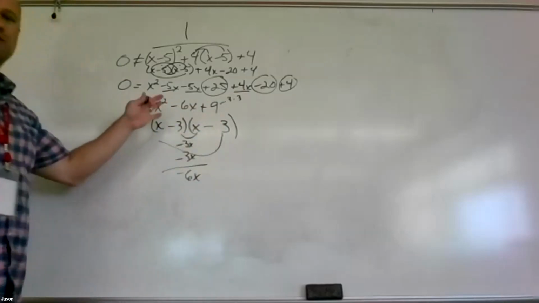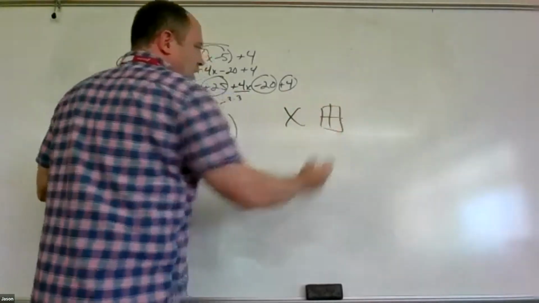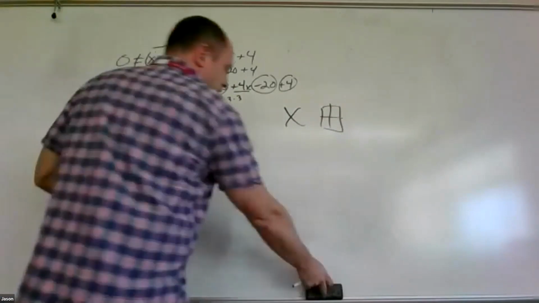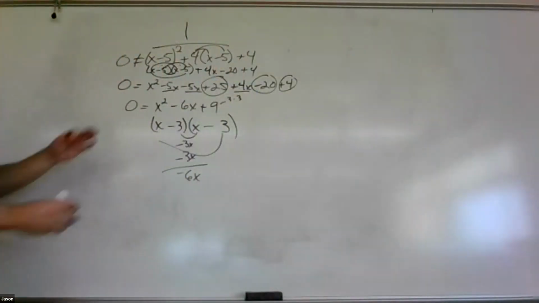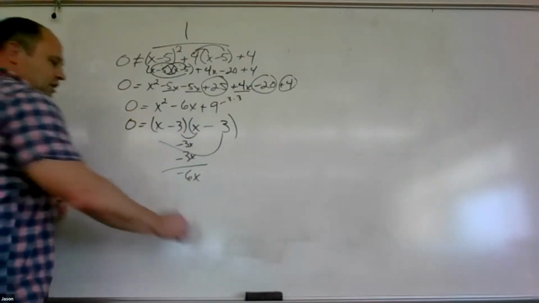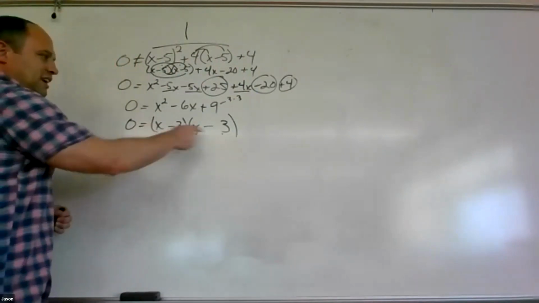However you factor, there's multiple ways here. Some people use the X box, something that you can use. Some people use guess and check. There's something called the AC method that I teach sometimes. But the key is here, I have this, and what I want, again, is to have the zeros. So I set each of these equal to 0.